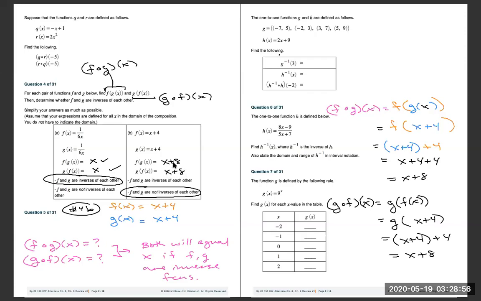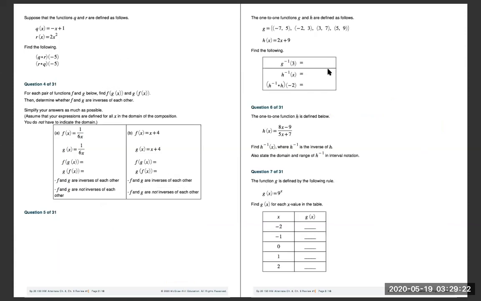But it doesn't matter that they're exactly the same. What matters is that they're not both equal to x. If they're both equal to x, they're inverse functions. If not, they're not inverse functions. That is number 4. Let me save that. And then I'm going to go ahead and clear this out. This takes us to number 5 next.